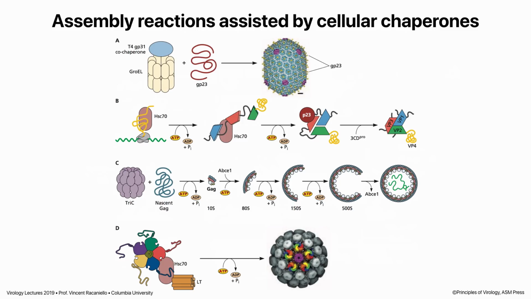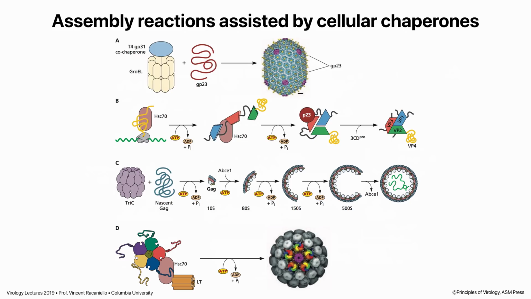And we have 4 different examples here. A phage assembly of its capsid, assembled by chaperones, GroEL, for example. It's a bacterial protein. We have next poliovirus assembly, which I just showed you, being helped by a number of chaperones, including HSC70 and P23. And again, they're helping it to fold in a way that will allow cleavage.